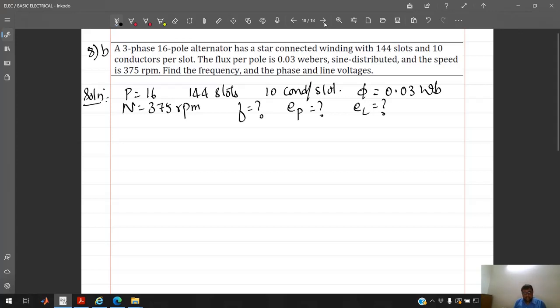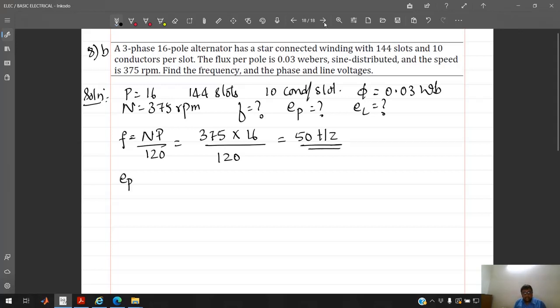So you know the formula to calculate the frequency. F is equal to NP divided by 120. N is 375 into 16 divided by 120. If you solve this, you are going to get the frequency as 50 hertz. So once you are doing this, next you see the formula.